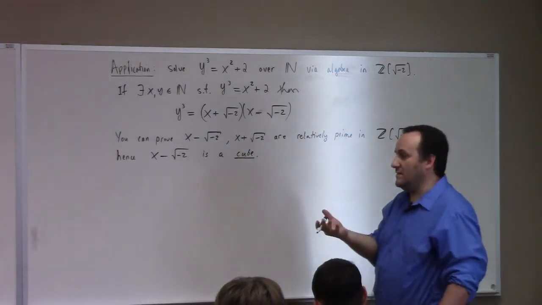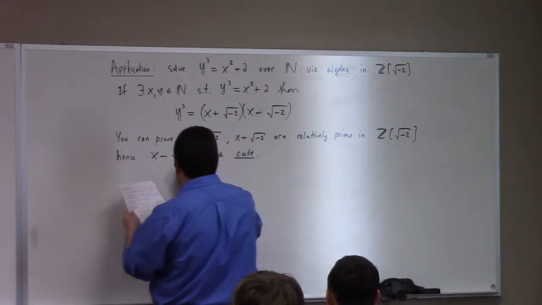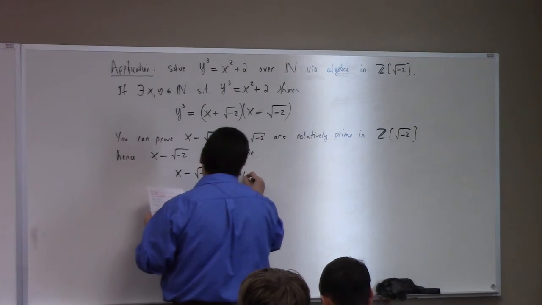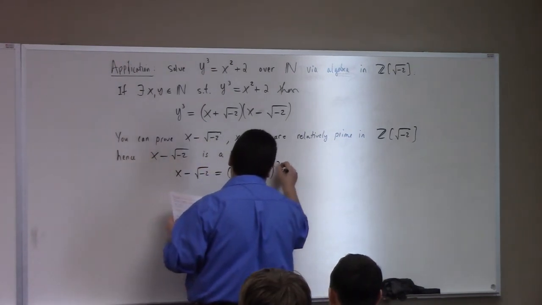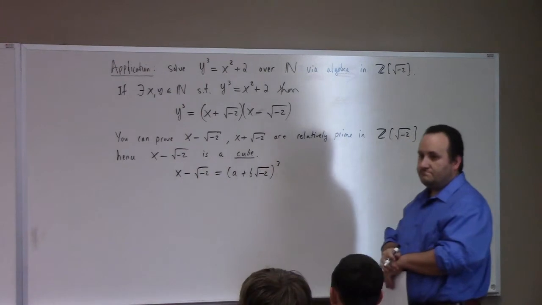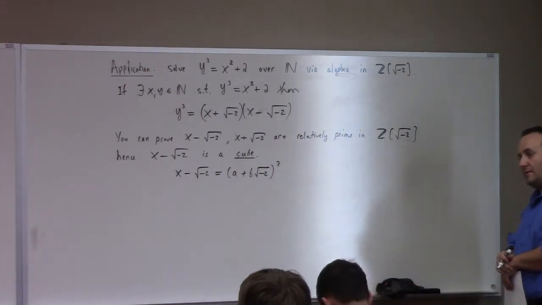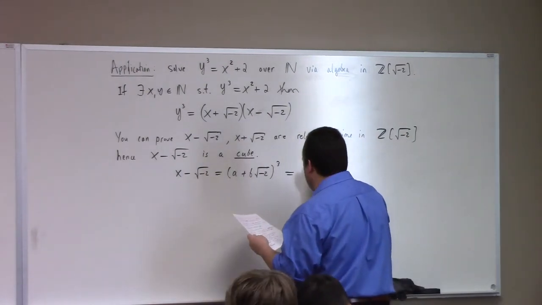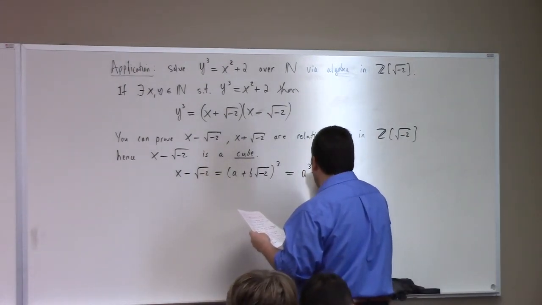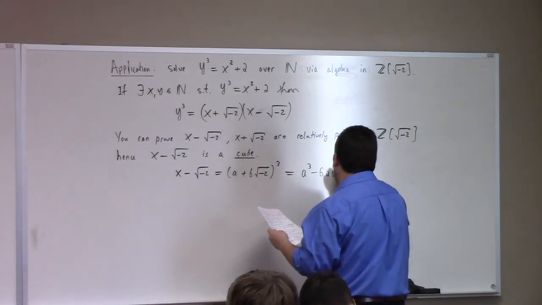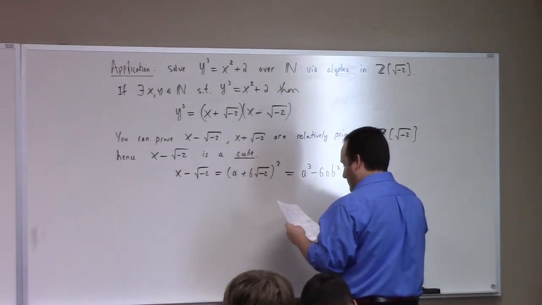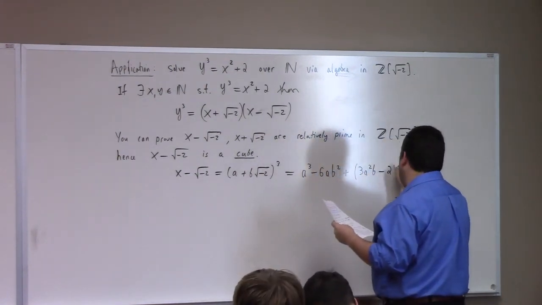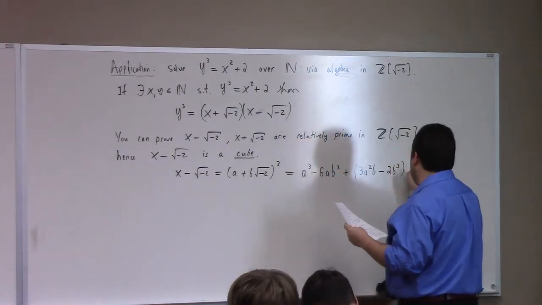What that means is that you can write x minus the square root of minus 2 as a plus b times the square root of minus 2, cubed, for some a and b. All right? But then what? Well, just multiply it out, do the algebra. This gives us a cubed minus 6ab squared plus (3a squared b minus 2b cubed) times the square root of minus 2.